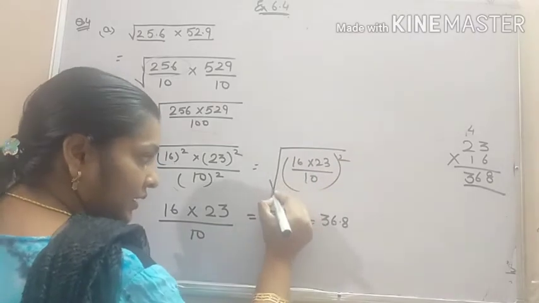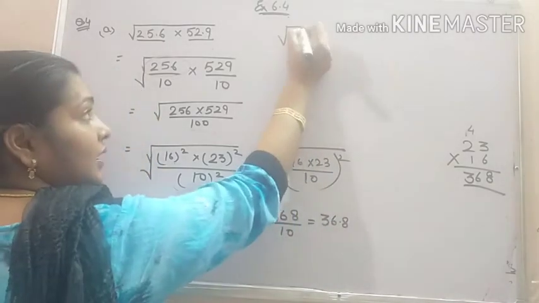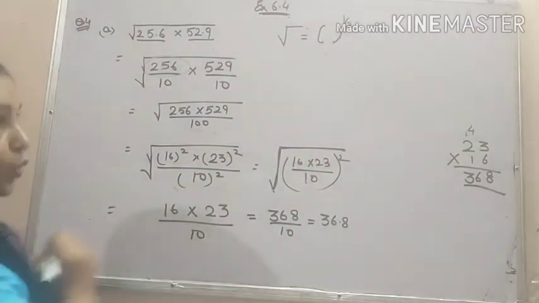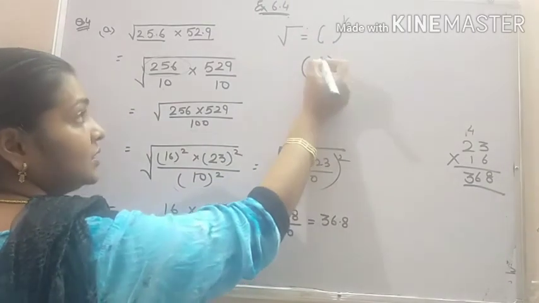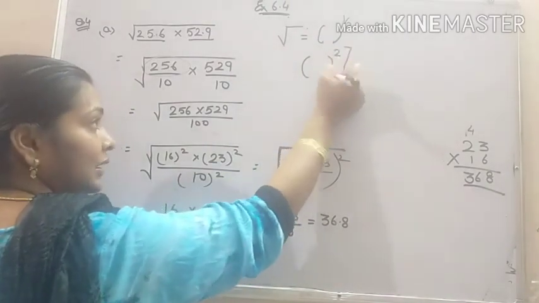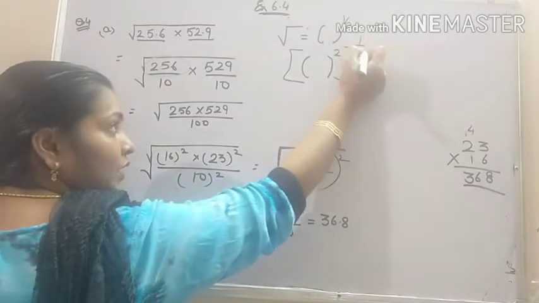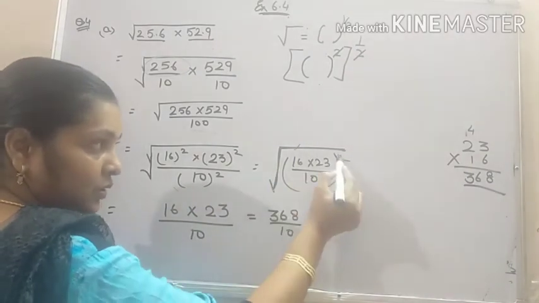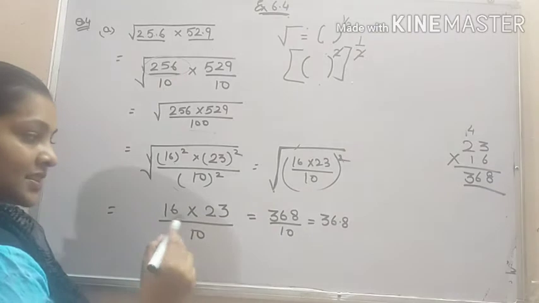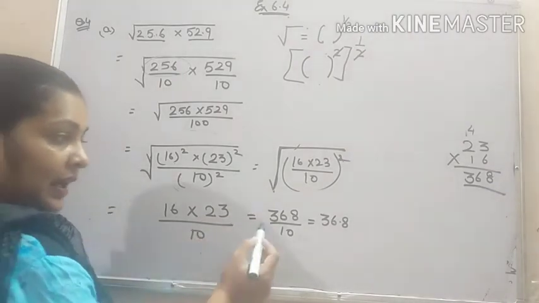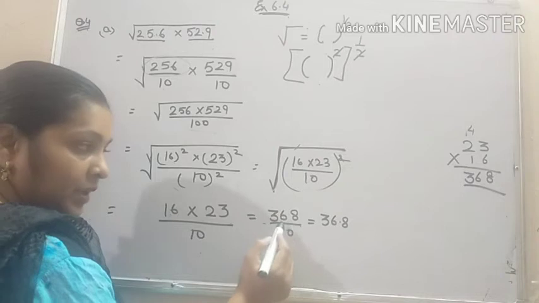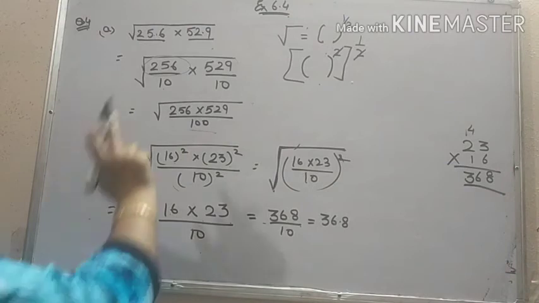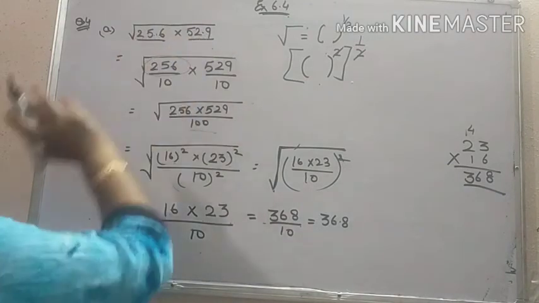And I must tell you that this under the root is equal to the bracket whole raised to the power 1 by 2. And you know that if something is whole raised to the power 2, then whole raised to the power 1 by 2, they will be cancelled out, it will become 1. In a similar way, we have cancelled this root by 2 and get the value as 16 into 23 by 10. And the answer comes out to be 36.8. One method is this.